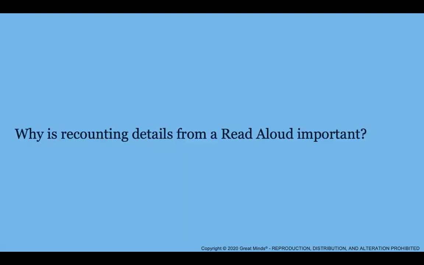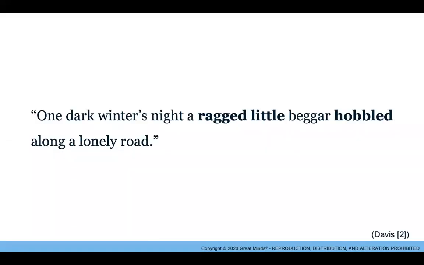Now that we've used the story elements to help us recount the text, let's dig into some details. To understand the text better, we need to learn to pay attention to the details that the author provides about the different story elements. Let's explore why recounting details from a read aloud is important to understand the book better. I'm going to reread a sentence from Bone Button Borscht. Listen closely. What details do you learn about the beggar?